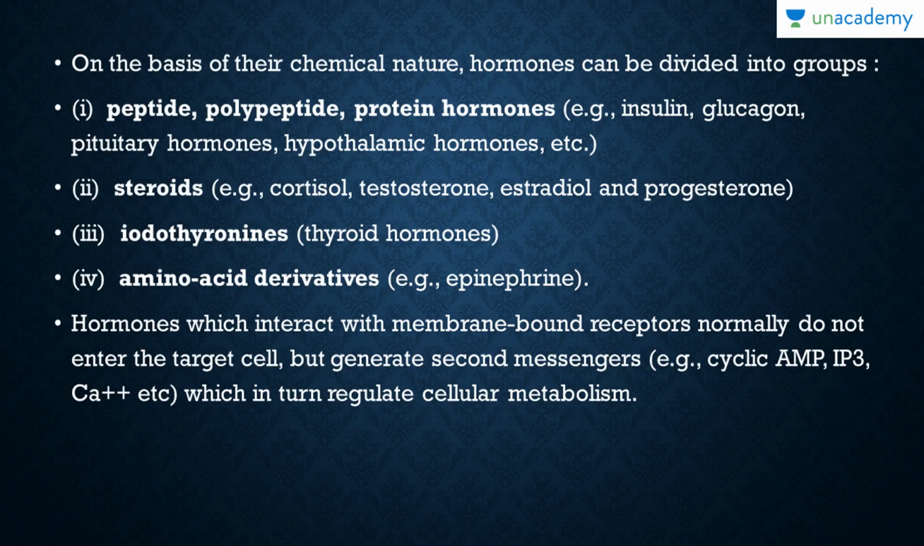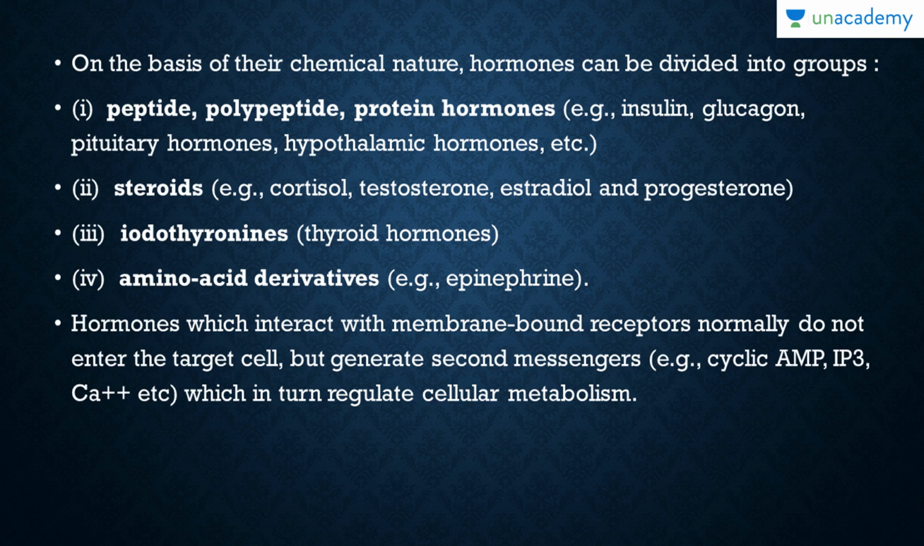On the basis of the chemical nature, hormones can be divided into these groups. The first one is the polypeptide or protein hormones such as insulin, glucagon, pituitary hormones, hypothalamic hormones, etc. So these are called polypeptide hormones because these are all proteins, right? Then we have the steroids. We just did the steroids in the previous lesson: cortisol, testosterone, estradiol, that means estrogen, and then progesterone. Then we also have iodothyronine, which is the thyroid hormone, and then we also have the amino acid derivative such as epinephrine or adrenaline.